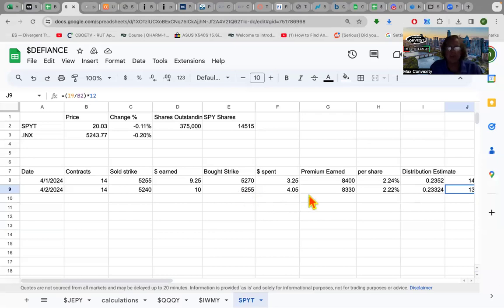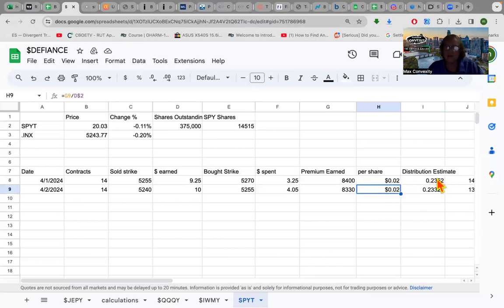But the $6 buffer comes to 2.24% per share, when it actually comes to 23 cents. That's the total, this is the one day yield. G8 minus, okay, let me look at this. G8, yeah, the premium earned divided by the shares outstanding. Okay, so no, that should not be percent. That should be dollar. Okay.